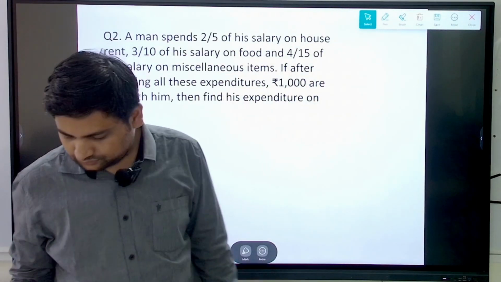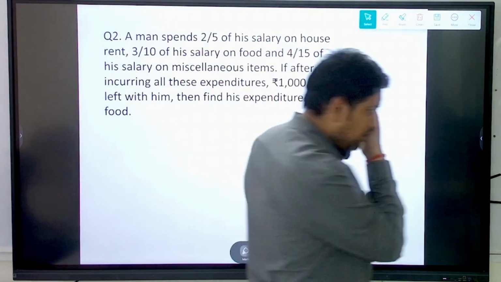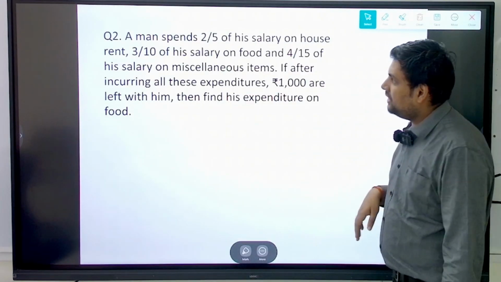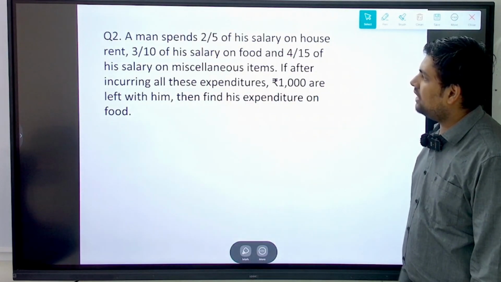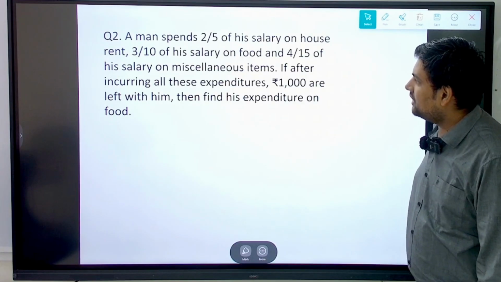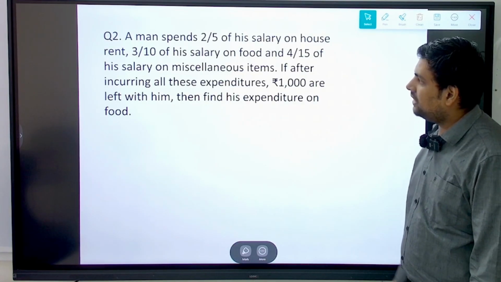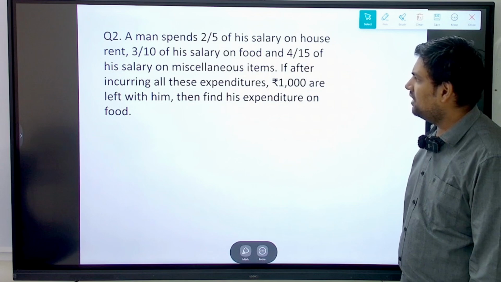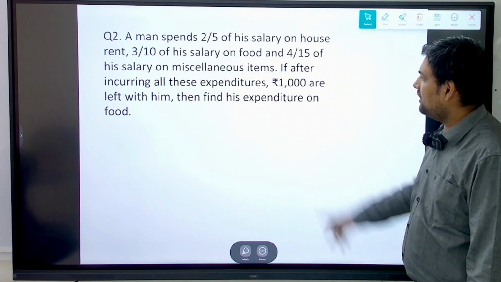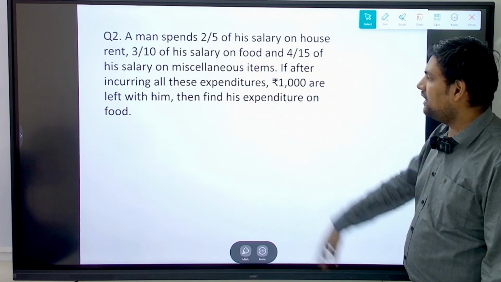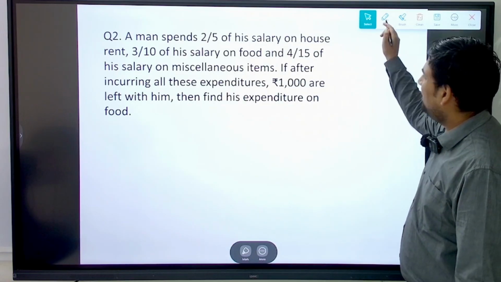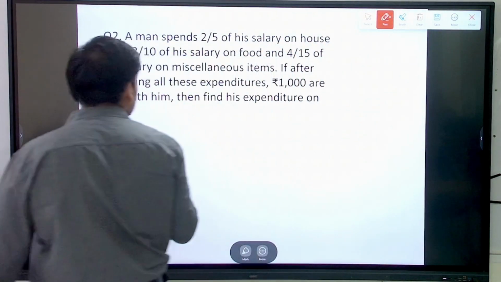Yeah, this question. It says, a man spends 2/5 of his salary on house rent, 3/10 of his salary on food and 4/15 of his salary on miscellaneous items. If after incurring all these expenditures 1000 are left with him, then find his expenditure on food. Simple. Now, you can pause and try.